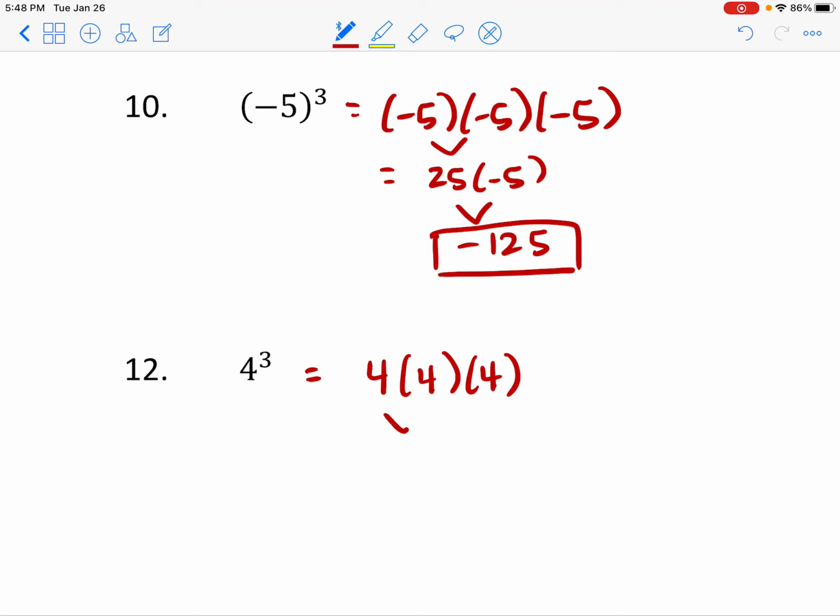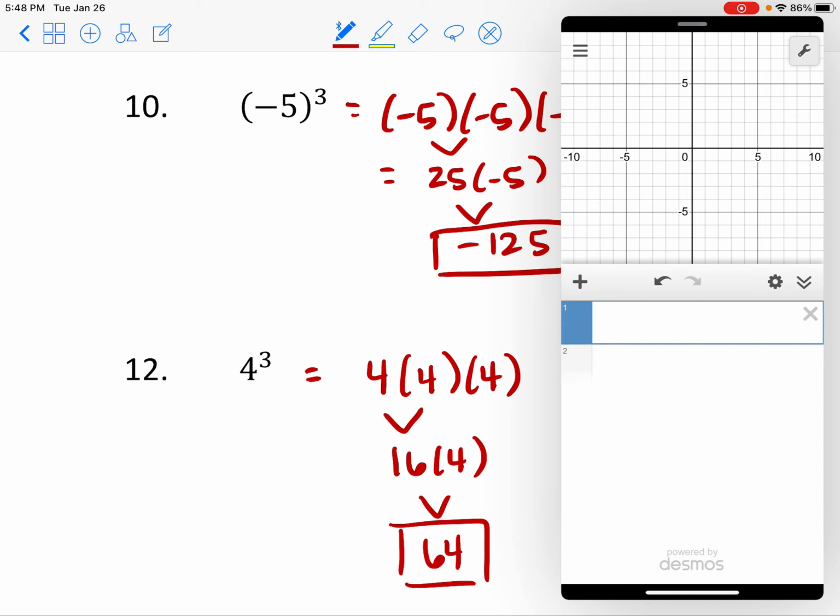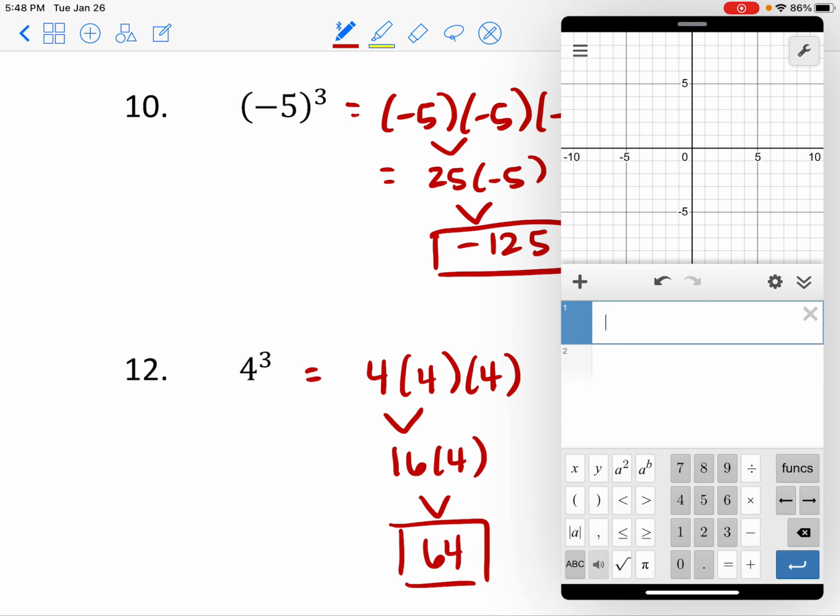Okay, so either way, 4 times 4 is going to make 16, and if I multiply by that third 4, I end up with my final result, which is 64. And this can be done in your calculator as well. So if you don't feel like multiplying 5 by itself 3 times, or negative 5, you're going to put negative 5 in your parentheses, and then you're going to use the little a to the b power button to make an exponent, and then we're going to put that exponent of 3 in, and it will evaluate for you. And this is handier if it's a larger power, like negative 5 to the 7th.